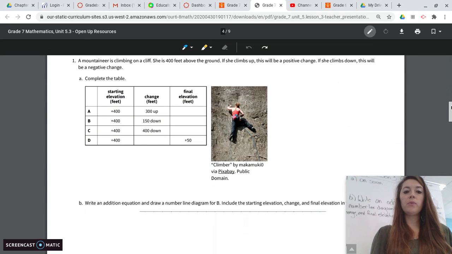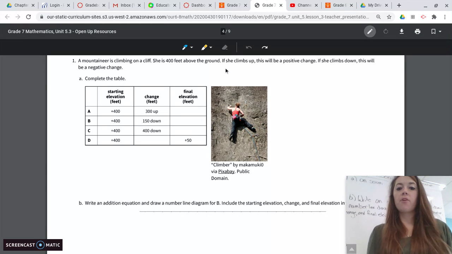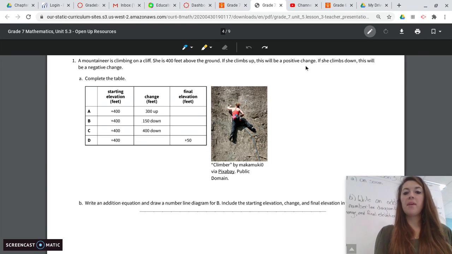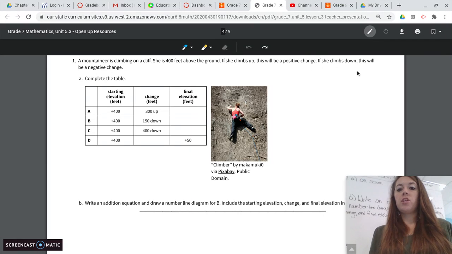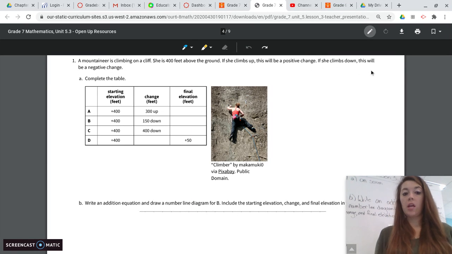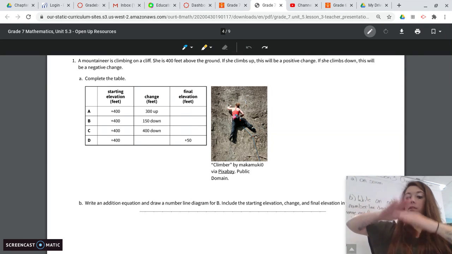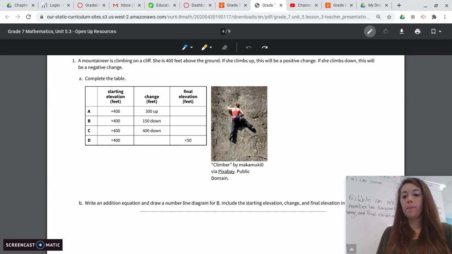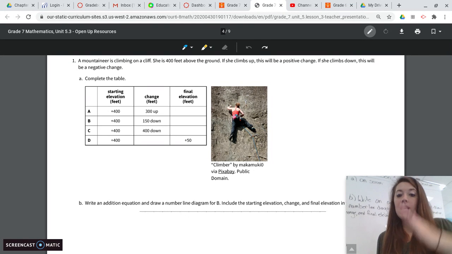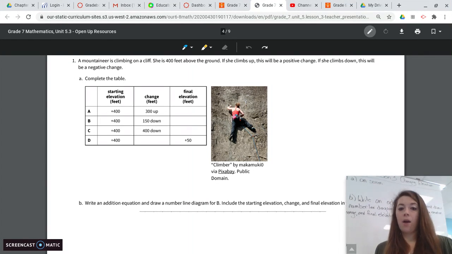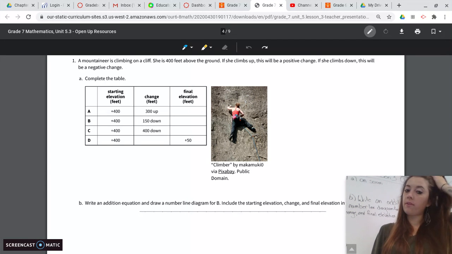All right, so a mountaineer is climbing on a cliff. She is 400 feet above the ground. If she climbs up, this will be a positive change. If she climbs down, this will be a negative change. That makes sense. If we're up and we go further up, it's going to be more positive. If we're up and then we go down, while we might still be at a positive value, it is a negative. We're going down. Think of down as being negative in this case.